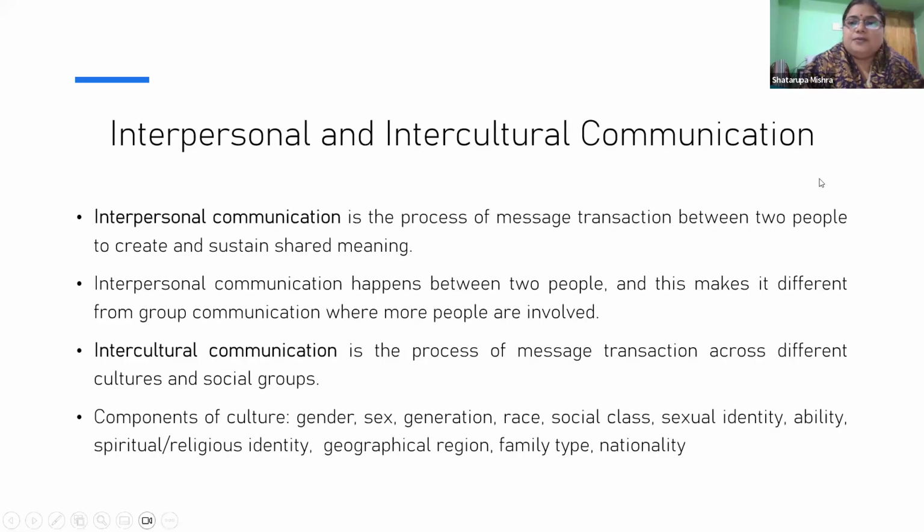All right. Then we come to two important terms: interpersonal and intercultural communication. What is interpersonal communication? It is the process of message transaction between two people to create and sustain shared meaning. So there are two people involved, the sender and the receiver. The communication between them creates some kind of meaning which is shared by both of them. That will become clear when the receiver sends the feedback back to the sender. Now interpersonal communication happens between two people, and this makes it different from group communication where more people are involved.